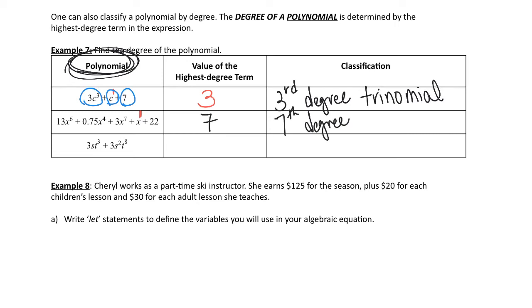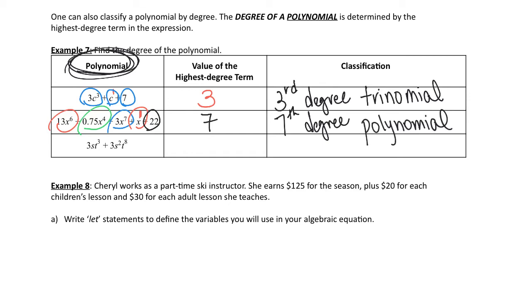Now, how many terms do we have? We've got 1, 2, 3, 4, 5. We've got 5 different terms being added together. Remember from our list of names, once we go above 3 terms, it doesn't matter if we've got 5 terms or 10 terms, we still just call it a polynomial. So this particular example would be classified as a 7th degree polynomial.